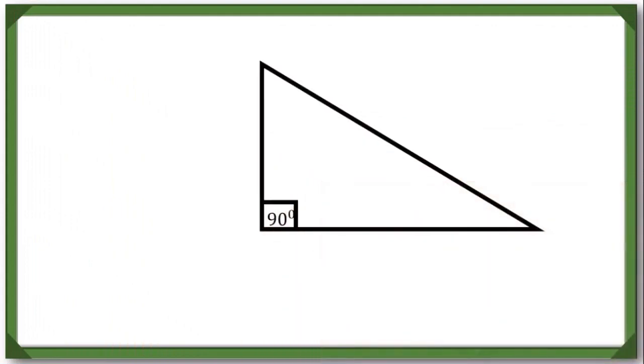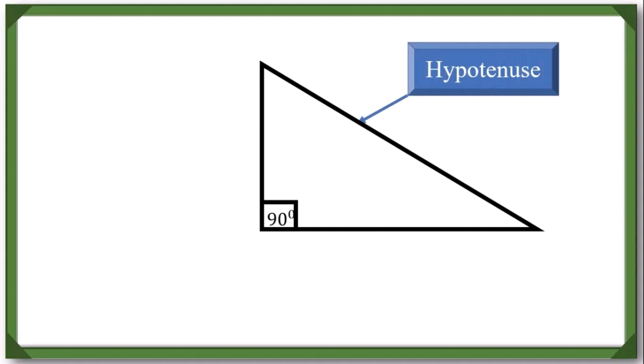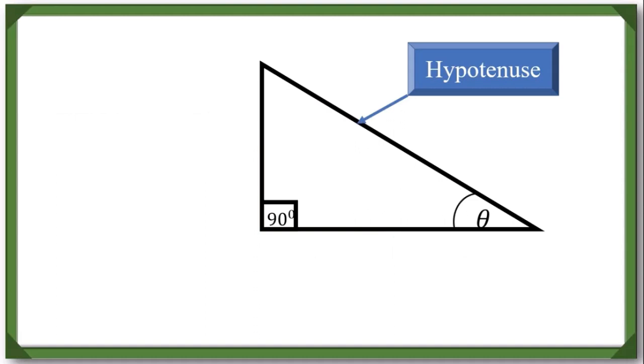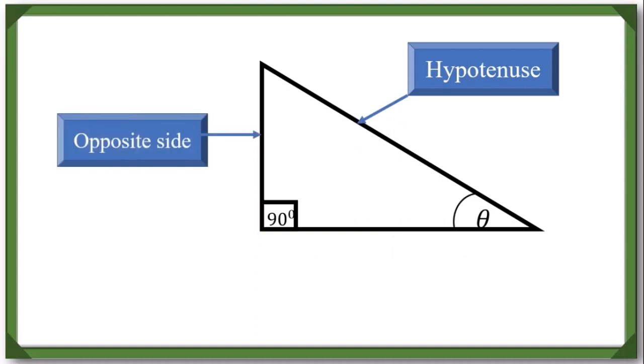Let's also look at the various parts of a right angle triangle. When given a right angle triangle, the side facing the 90 degrees is called the hypotenuse, and it's always the longest side of the right angled triangle. The other two sides are called the adjacent sides if no other angle is given. When an angle is given, then the side facing it is called the opposite side, and the other the adjacent side. Let's try these activities.